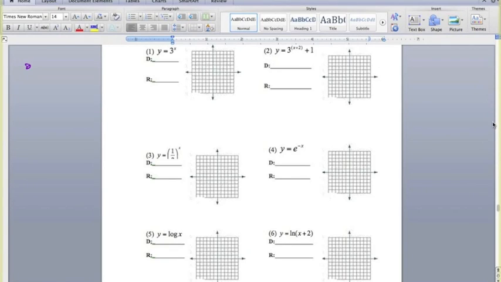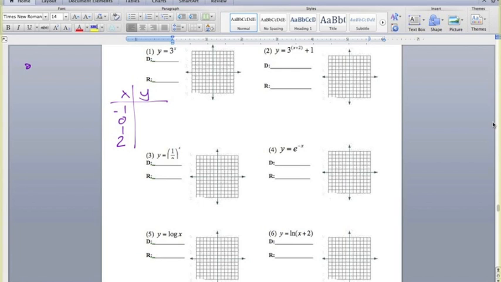The first topic that we need to review is graphing, both exponentials and logs. We graph our exponentials and logs by an XY chart. So for number 1, we would want to create an XY chart where we're going to choose some x values. I'm going to choose -1, 0, 1, and 2.